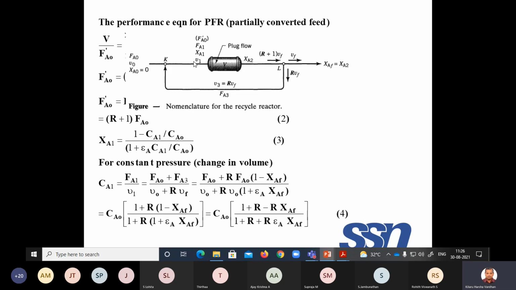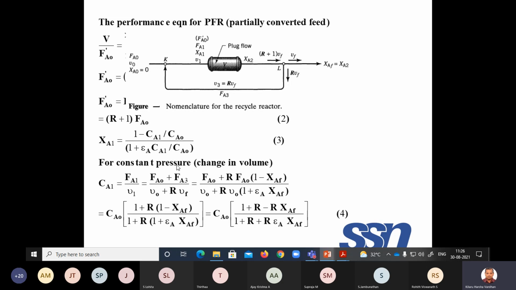But if you are writing for gas phase reactions, then we can write CA1, because there will be some concentration here, divided by CA naught initially. So XA1 is 1 minus CA1 by CA naught, divided by 1 plus epsilon A CA1 by CA naught. If it is a liquid phase reaction, this will be 0, and therefore you are left with this particular thing. But we are writing even for the gas phase reaction, that is why you are putting this particular thing.